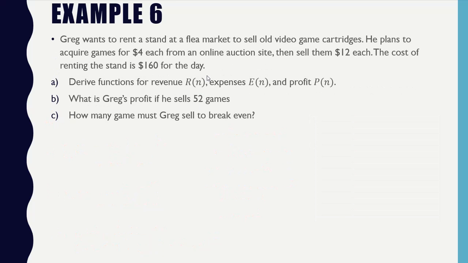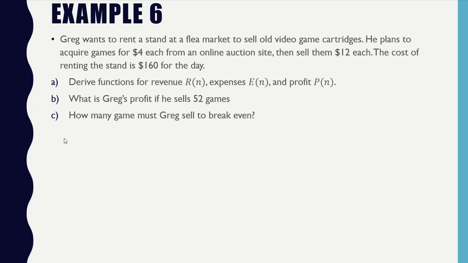Let's do one more word problem. Greg wants to rent a stand at a flea market to sell old video game cartridges. He plans to acquire games for $4 each from an online auction site, then sell them for $12 each. The cost of renting the stand is $160 per day. So A, derive functions for the revenue, expenses, and profits of n.